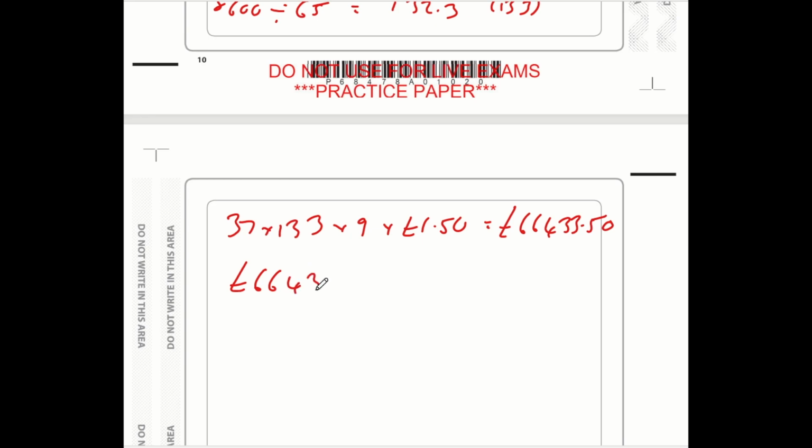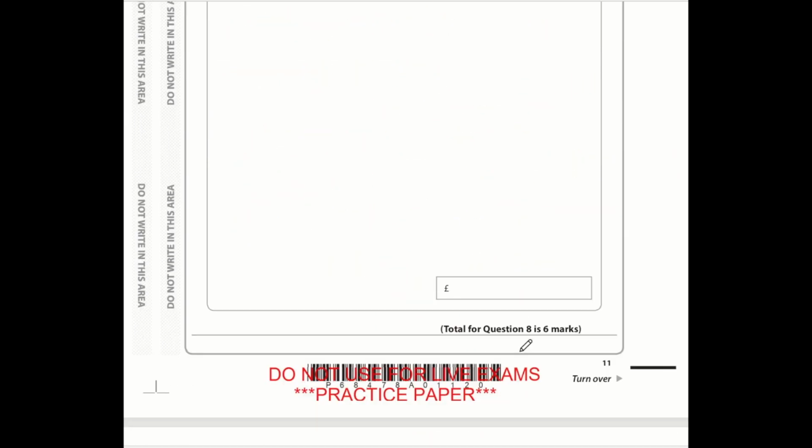66,433.50. Seems a rather arbitrary thing to do at the end after some pretty tricky calculations already. It's almost like they want you to get it wrong because you've forgotten to do that final bit at the end. And the final answer is £66,508.50. There we go. As I say, a bit of a weird question. So there we go. So 66,508.50.